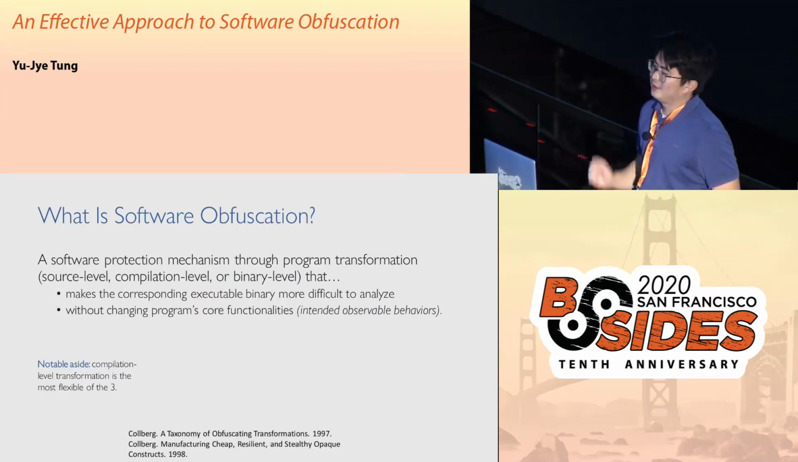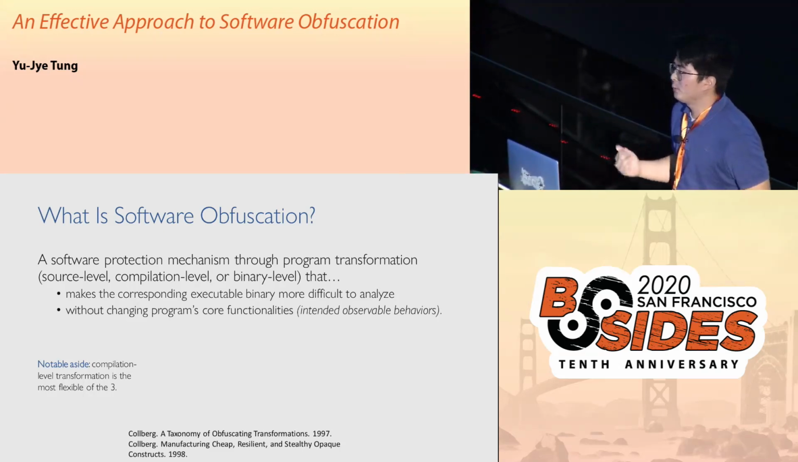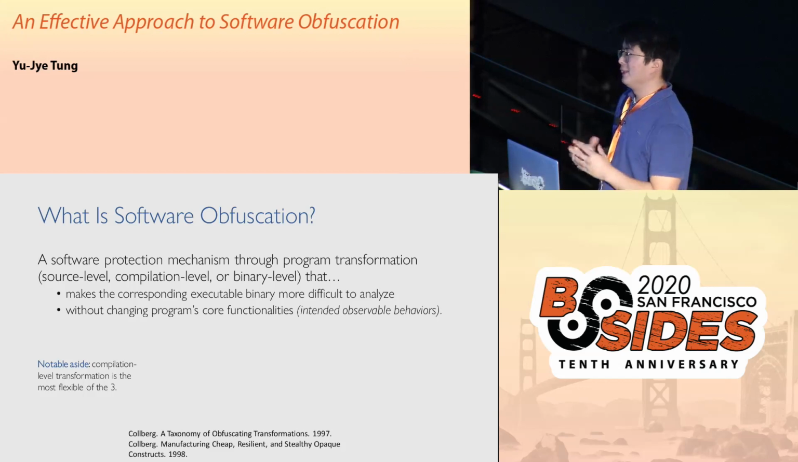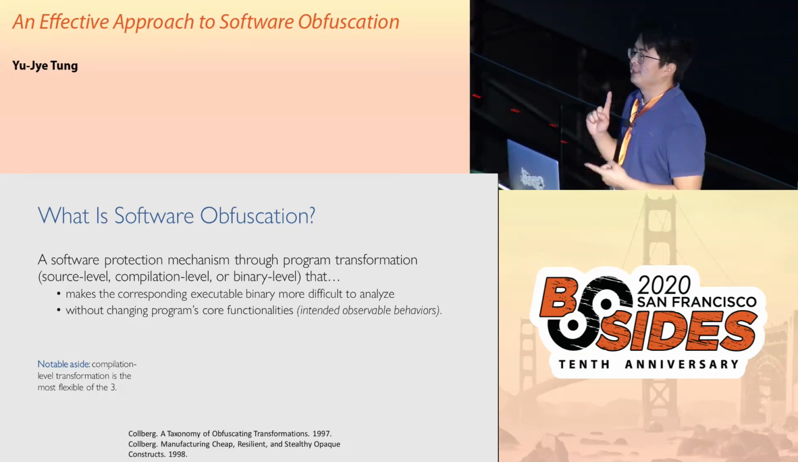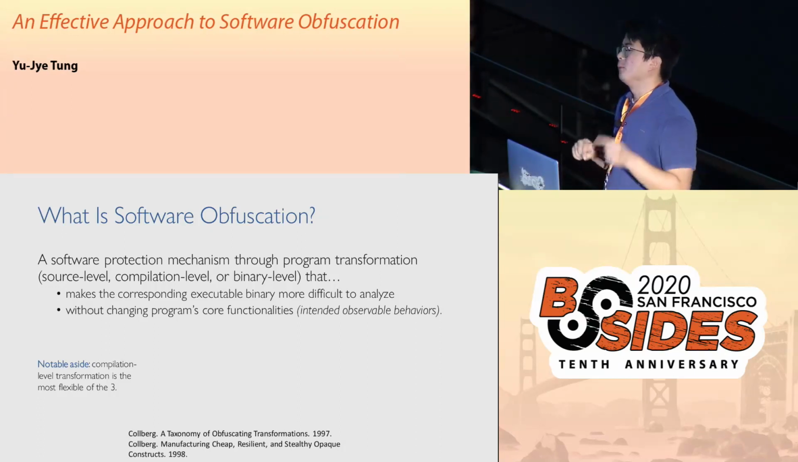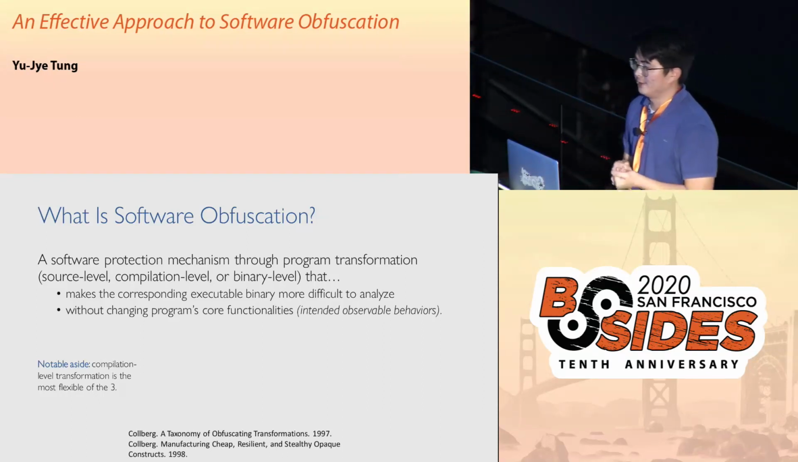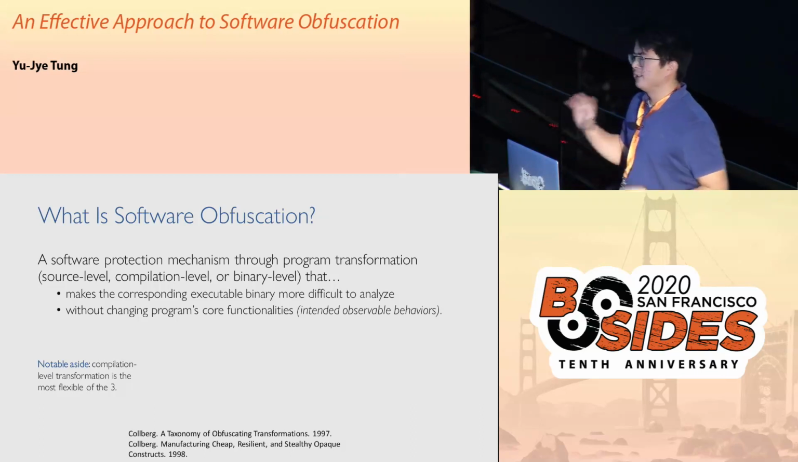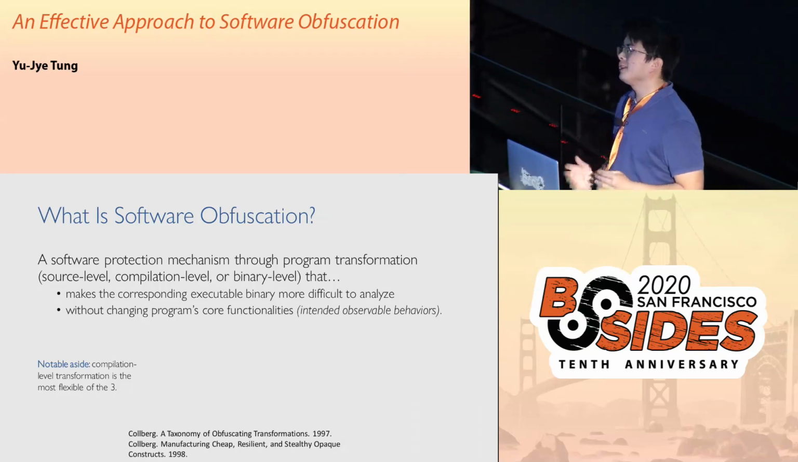Software obfuscation is a software protection mechanism that is performed through program transformation. And this transformation has two main side effects. First, it makes the corresponding executable binary more difficult to analyze. And second, it performs that first step without changing the program's core functionalities. This definition is still very textbook-like, so we can break it down a little bit more.